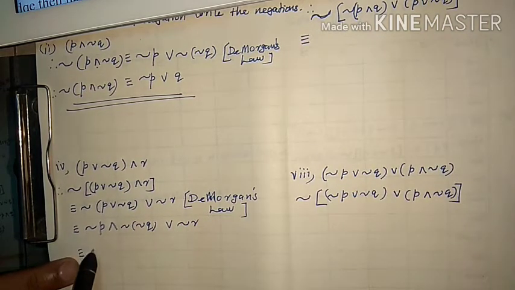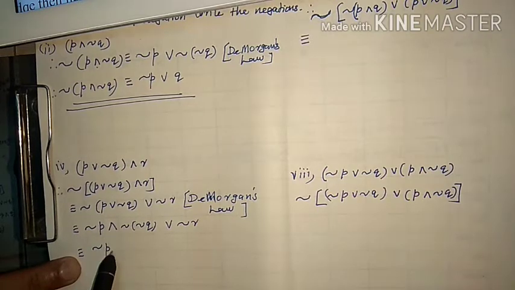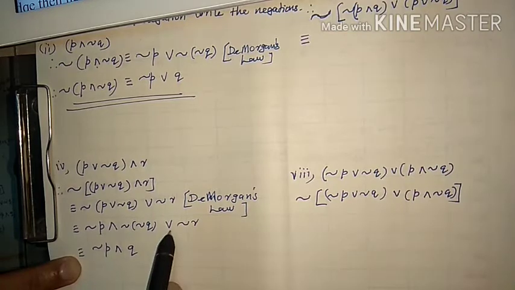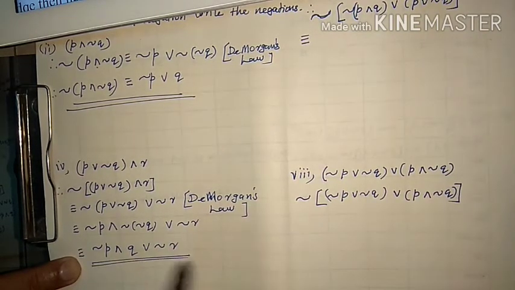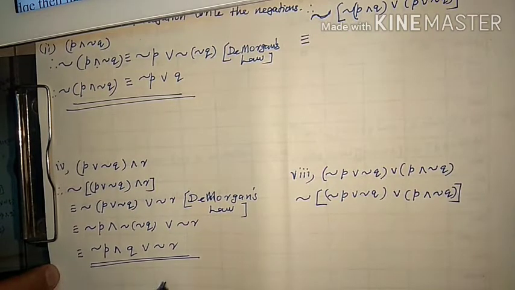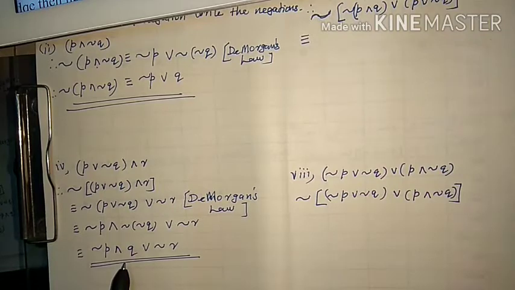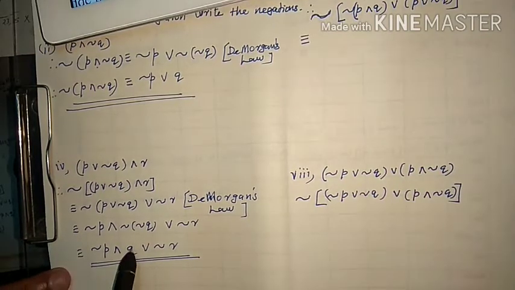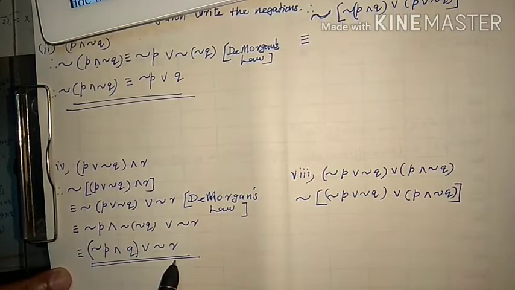This is equivalent to negation P, this conjunction, negation of negation Q is Q. Disjunction, negation R. That much only. Here further things we cannot do. This is negation P, conjunction Q, disjunction R. This is the first part, means we can keep this one. This is also very easy question.